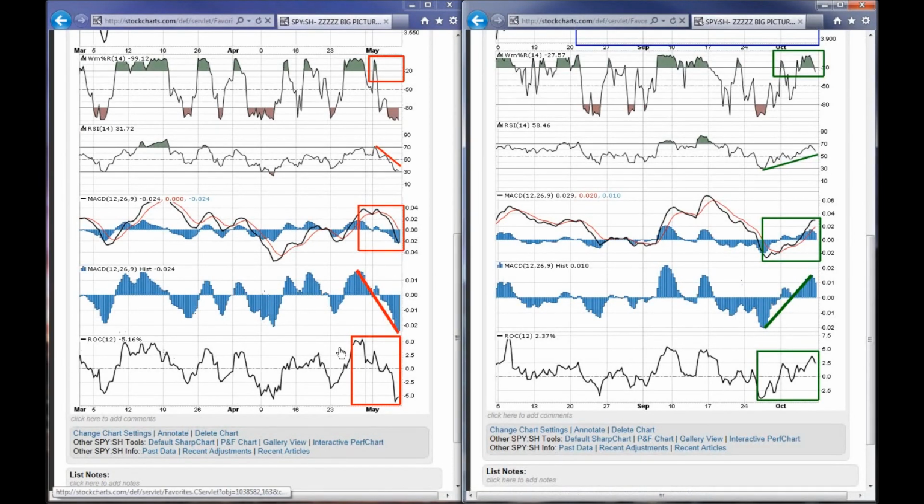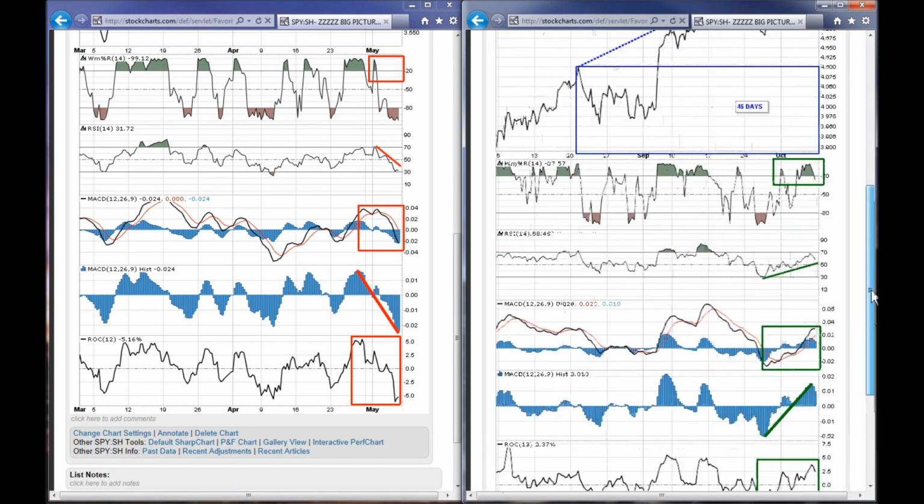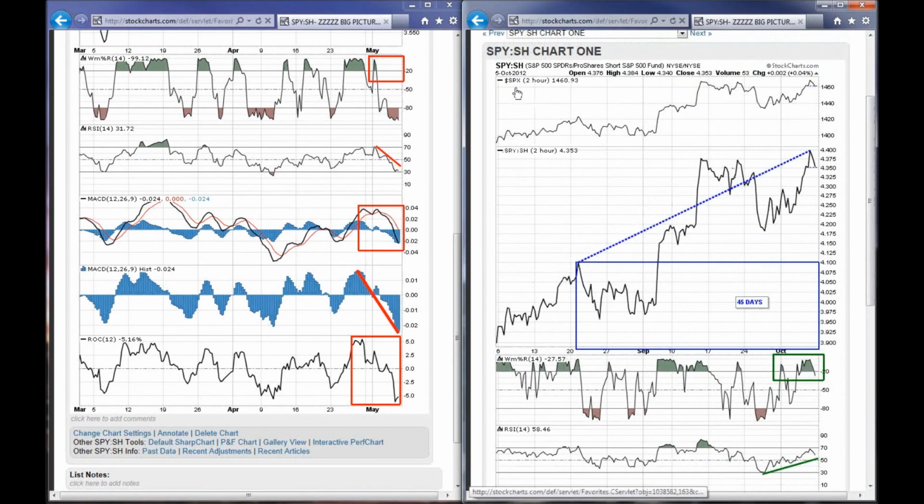Going back to the peaking process, rate of change started to roll over before the market rolled over, and then it accelerated to the downside from a high to a low. The present day, we're going from a low to a high. The chart on this side looks much better than the chart on this side, telling us that as of the close on October 5th, there are no major red flags.